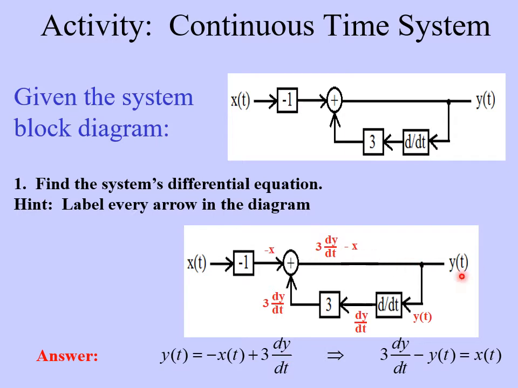All right, that's the final step. This output here is the same as what I've written right here. And I can rewrite this. As is customary, I can put all the y's on the left side. 3 dy/dt minus y is equal to x. And so there is our differential equation for the system.